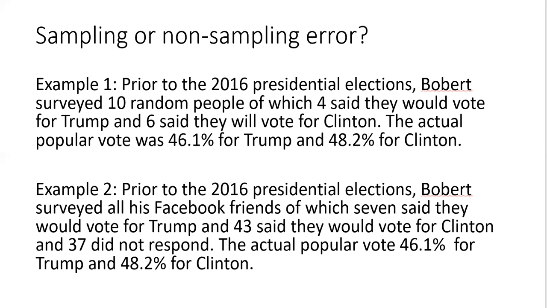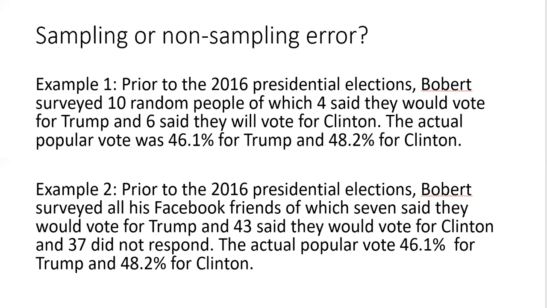The answer is this is a sampling error because Bobbert did everything correctly. However, the results we obtain from a sample could be slightly different from the actual population. And in this case, the only thing that Bobbert could improve is to collect a greater sample. The sample of 10 is very small. However, otherwise everything was done correctly.